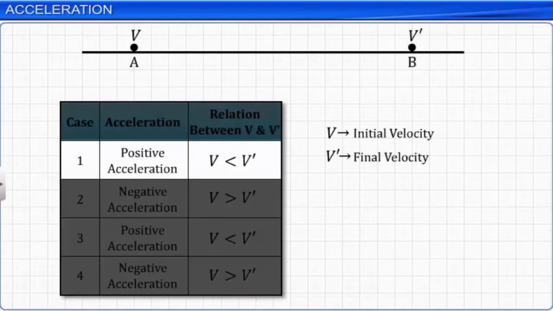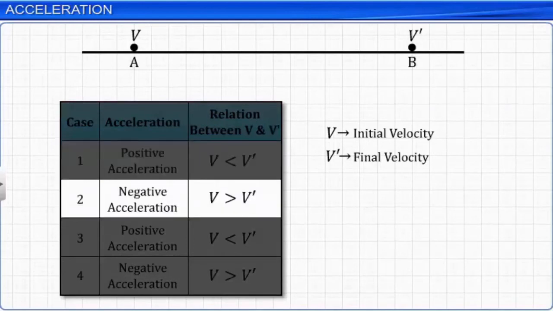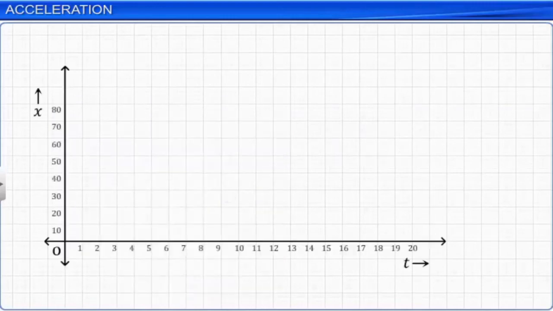Let us see what the xt graphs for positive, negative and zero acceleration look like. The xt graph for motion with positive acceleration curves upward. For negative acceleration, it curves downward. For zero acceleration, it is an inclined line.